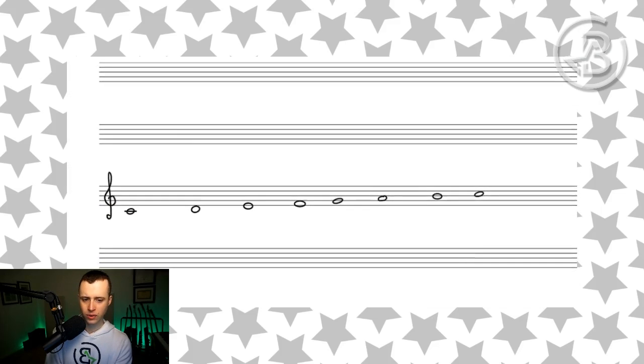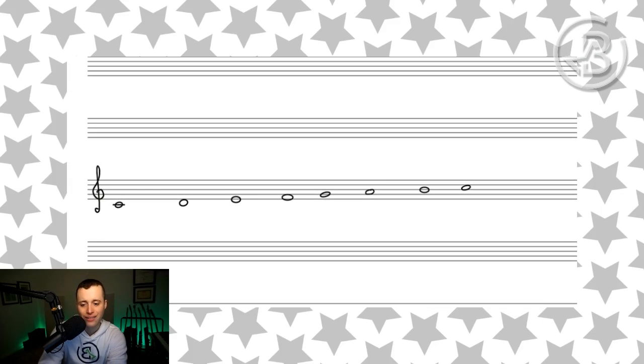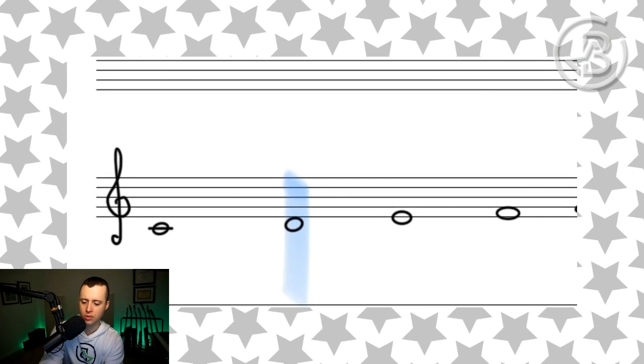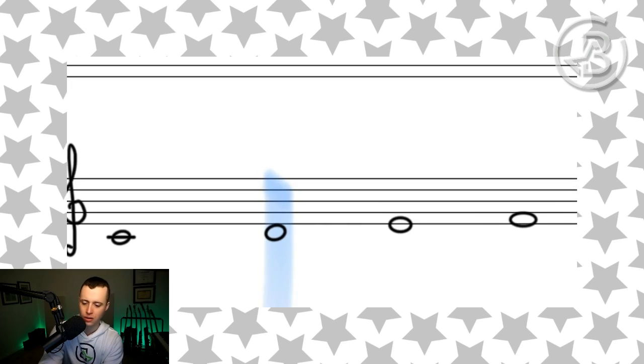So we have a note on every line and space, including under the staff, yet we're going to call this right here a space. Because technically this note was on a line and the next note was on a line. So you can think of being under or on the staff as a space.